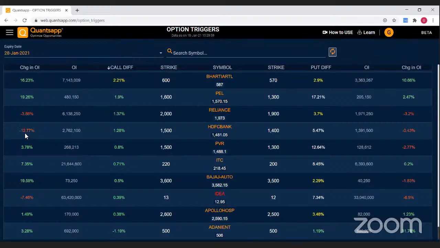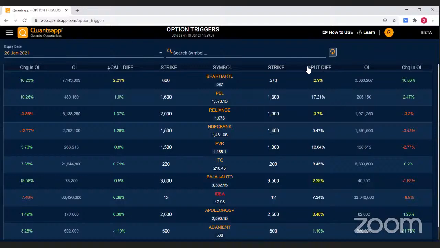So this is one point of looking into which stocks are very near to their highest call or the highest put, and after that looking at how the OI data is changing, how market participants are either increasing their bets or decreasing their position. So this is a point of looking here. Then in the same way, you can see the put difference.